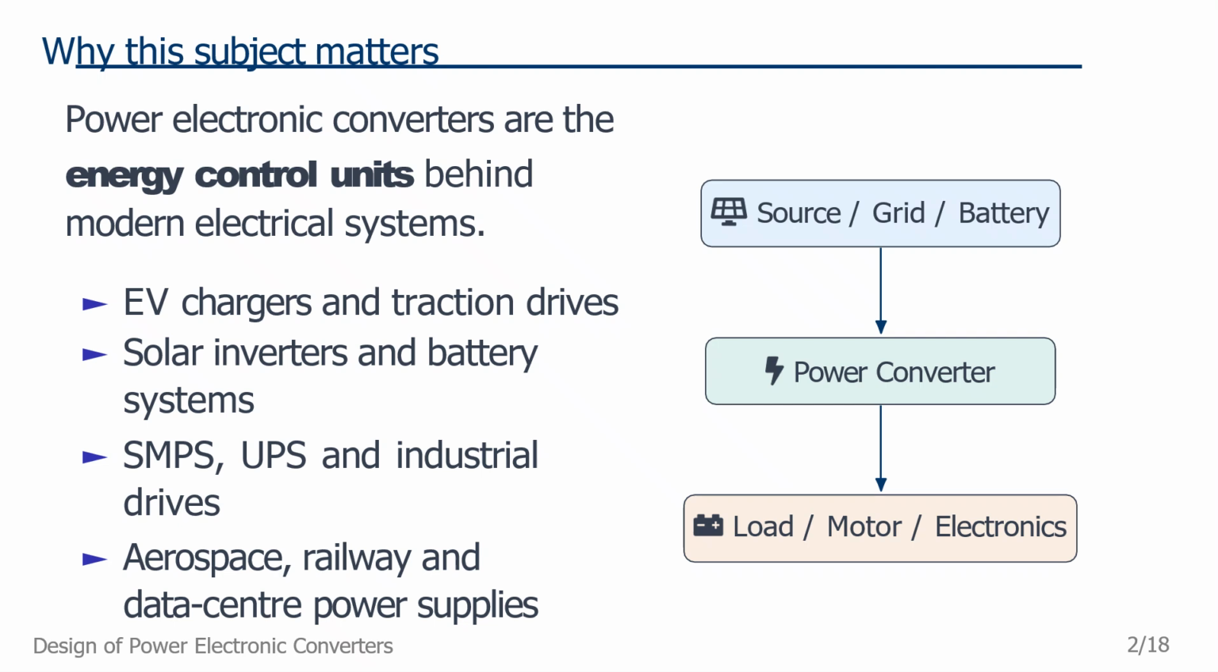One is electric vehicles. Converters are used in chargers and the traction drives. Then converters are used in solar energy systems, which use inverters. They are also used in the battery storage systems of renewable energy systems to convert and store the energy. In industries, converters are used in SMPS, UPS, etc. Even in aerospace systems, railway applications, and data centers, power electronics plays a crucial role.